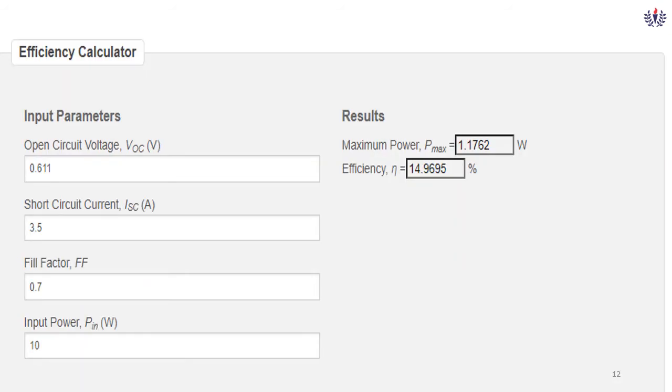So this is the efficiency calculator. This is one kind of software in which, if you fill in the value of the open circuit voltage, short circuit current and fill factor, you can obtain the value of the efficiency, because the efficiency is VOC ISC fill factor divided by the input power. So if we know all these four parameters, we can calculate the efficiency as well as the maximum power. Maximum power is nothing but VOC ISC into the fill factor.